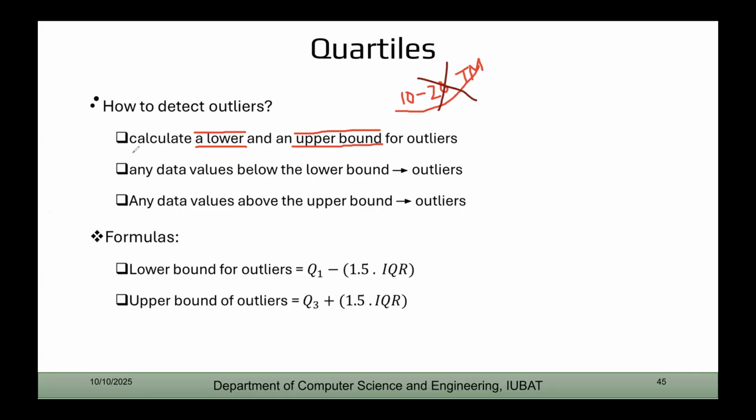One of the methods that we found is the IQR. First we need to calculate the lower and upper bound. So how can we calculate it? This is the interpretation: any data values below the lower bound are outliers, and any data values above the upper bound are outliers.